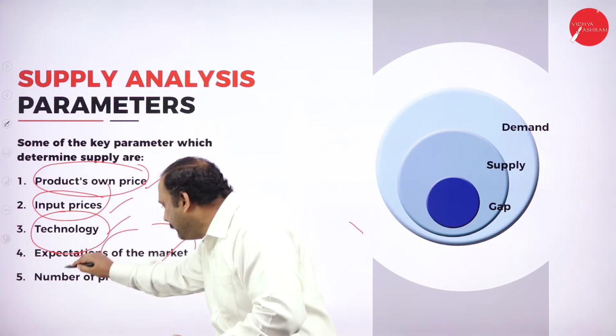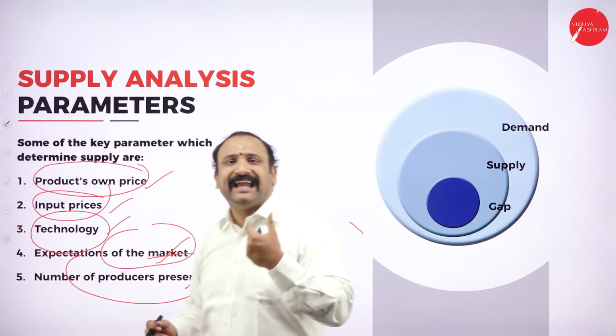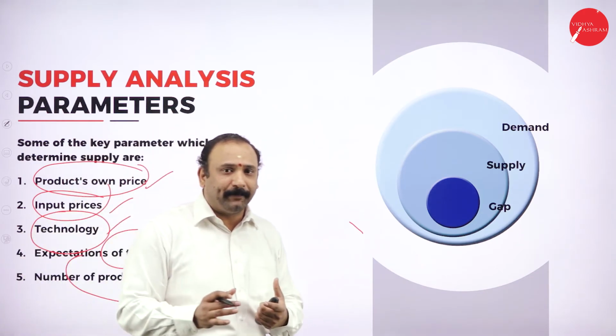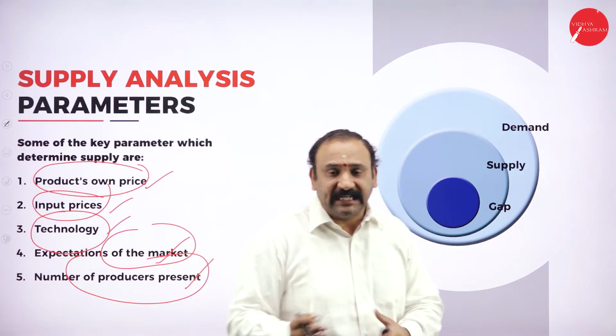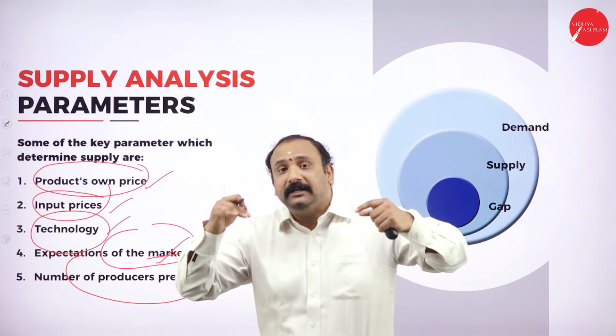Followed by the number of producers present. There are n number of people today in any sector or segment that you are going to talk about. So competition is inbuilt. It is not varying at all. Competition gets inbuilt in your system.